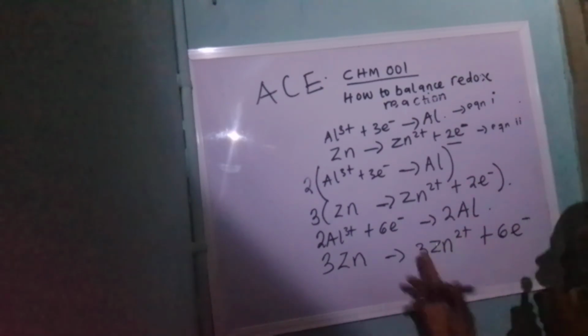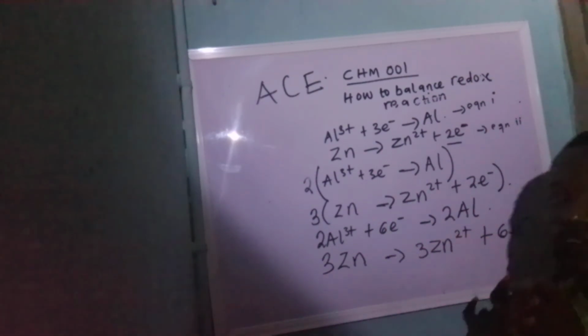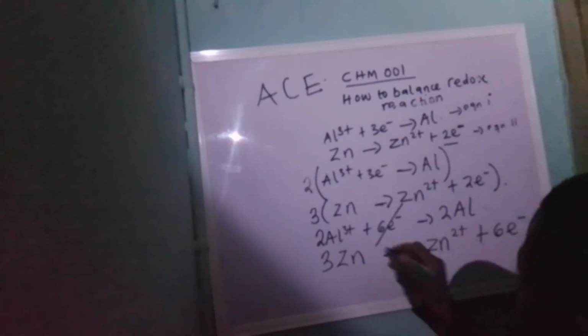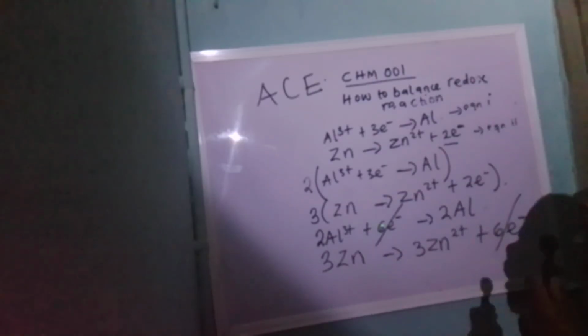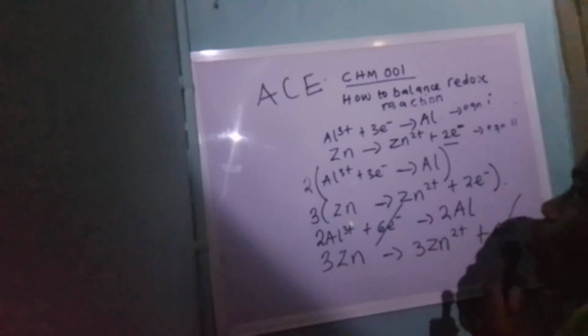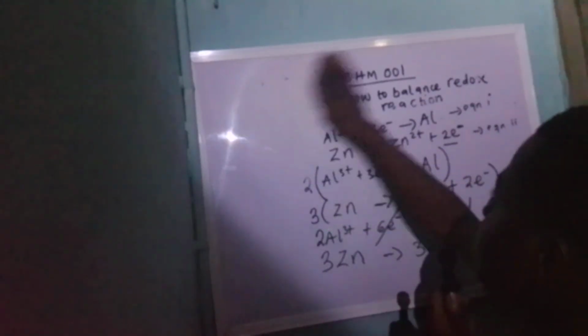You can see now, I have 6 electrons here and 6 electrons here, so they are equal. Definitely, they are going to cancel each other. Do you know the next thing we are going to do? The next thing to do is this; I already have something like this.